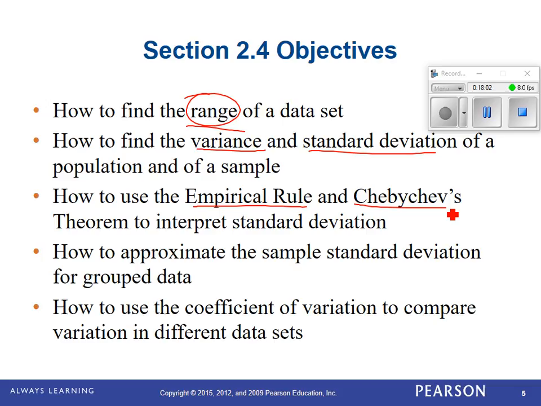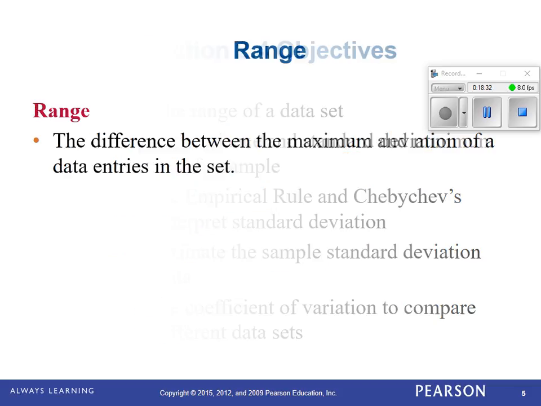How to approximate the sample standard deviation. We're going to deal with samples and populations again. You'll have a variance for your samples and a variance for your populations. You'll have a standard deviation for a population, and a variance and standard deviation for a sample. Two different things. Then how to use the coefficient of variation to compare variation in different data sets. Again, I don't think we'll get to that today. We'll probably get to that next time.